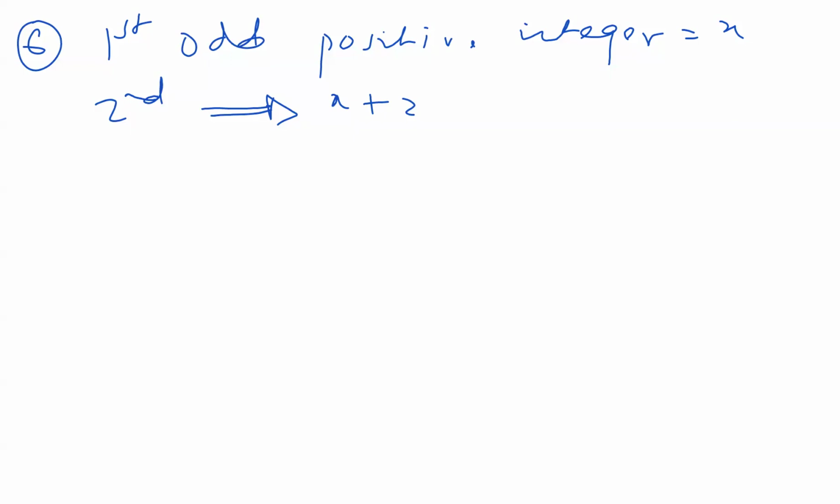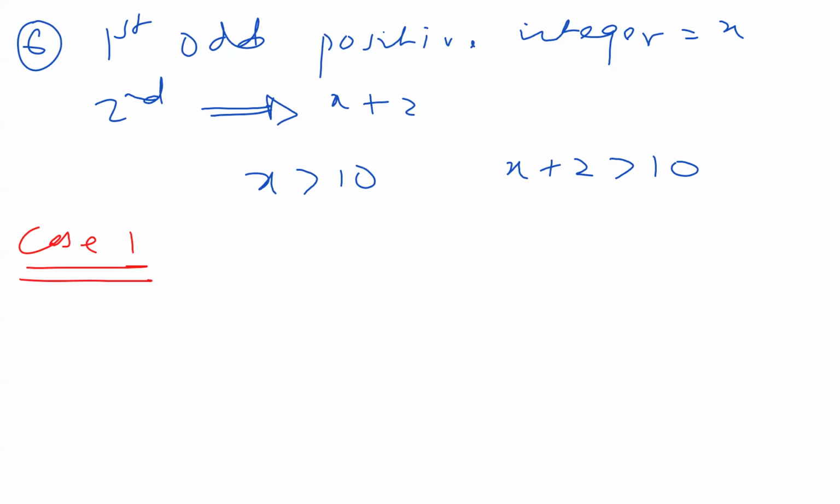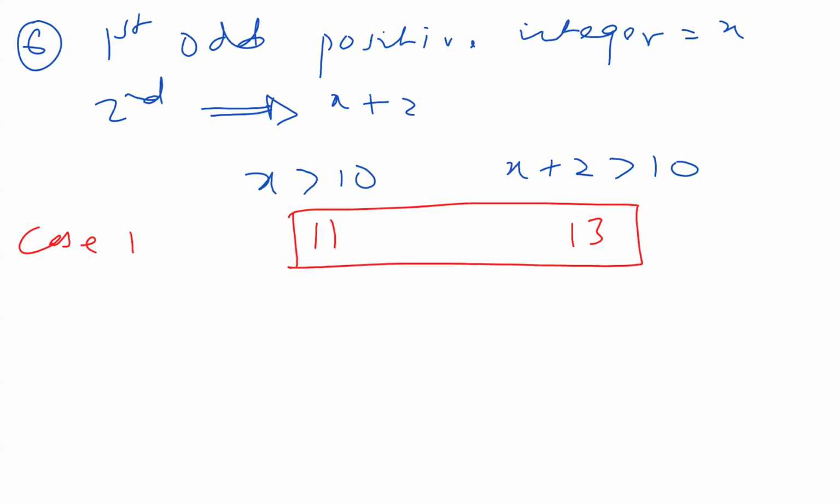Now both are greater than 10. So the first number is greater than 10, and the second number is greater than 10. Case 1. Which is the first number greater than 10 which has to be odd? 11. So the next is 13. What is the total? 24. Is 24 less than 40? Yes, the sum should be less than 40. So this is a valid case. The first case is 11, 13. Total is less than 40.